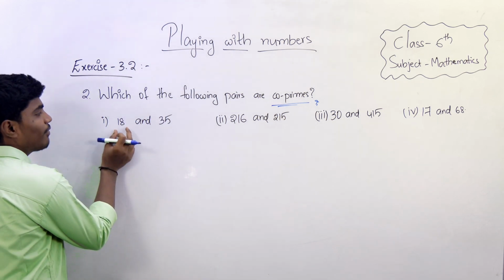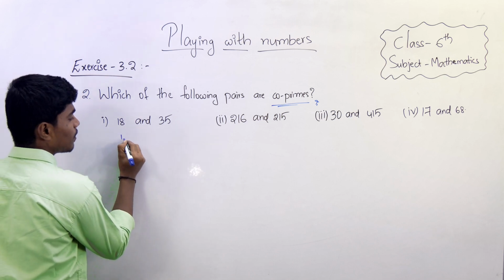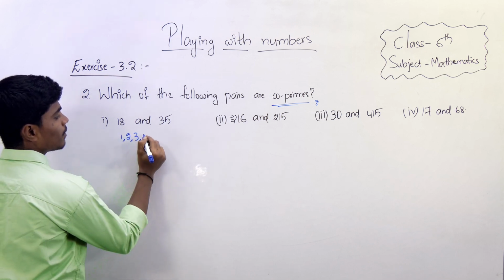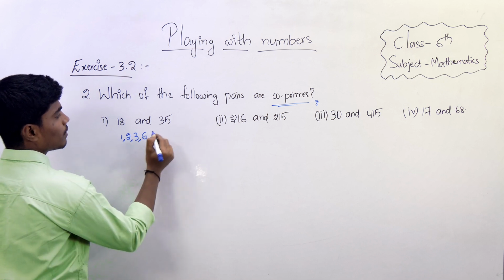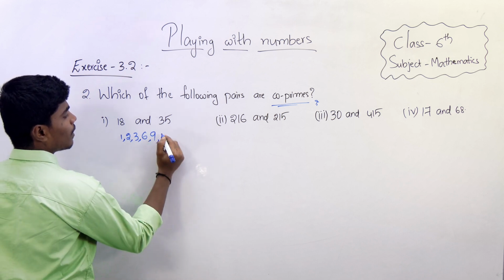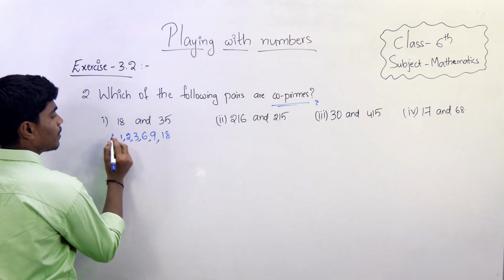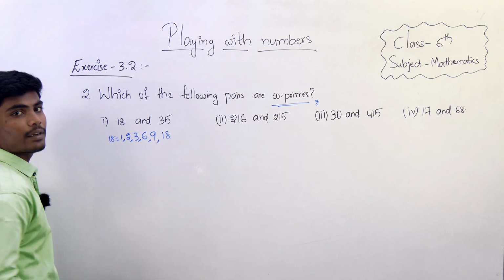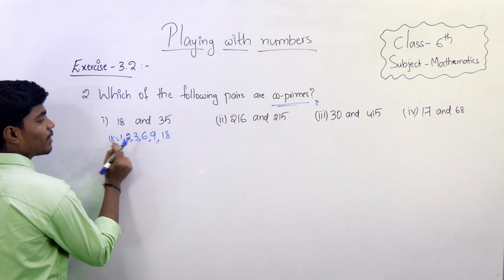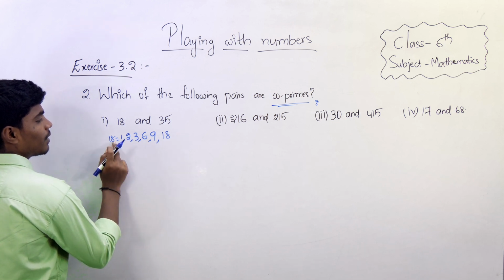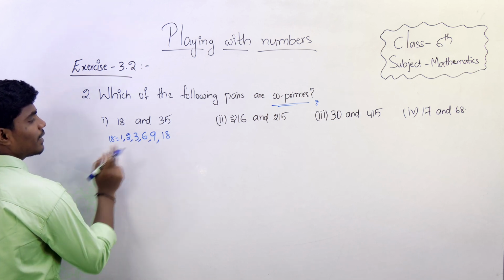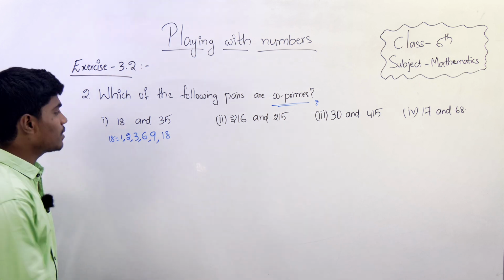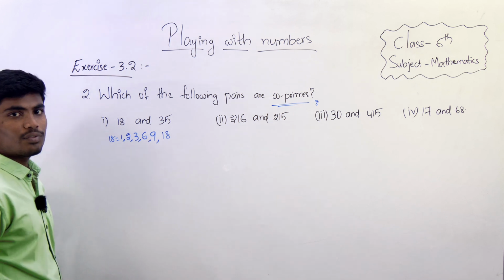See, let's write the factors of 18. 1, 2, 3, 6, 9 and 18. See, for 18 the factors are 1, 2, 3, 6, 9 and 18. See, 1 18s are 18, 2 9s are 18, 3 6s are 18, 6 3s are 18, 9 2s are 18, 18 1s are 18. See, these are the factors of 18.